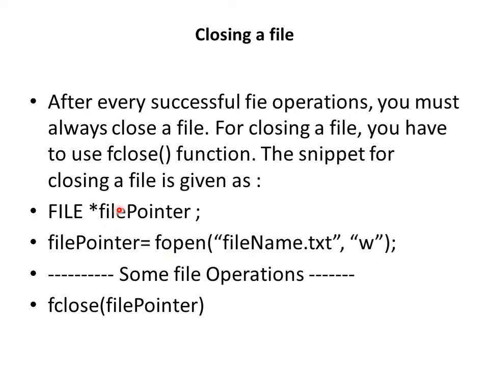Here, first I am declaring a file pointer. Then with fopen I am opening a file, filename.txt, and I am using "w", which means a writing operation. Some file operations can be performed. At last I am closing with fclose, the function used to close a file, and the file pointer which I have declared, the same one, is used.